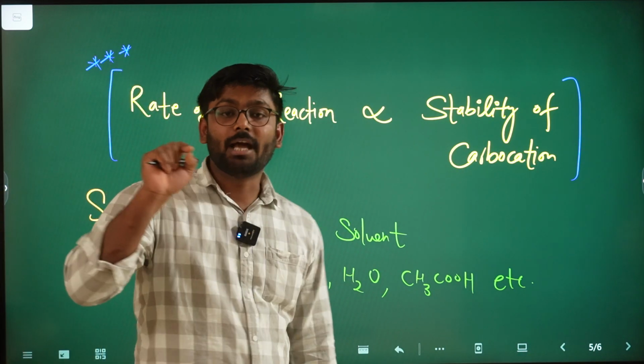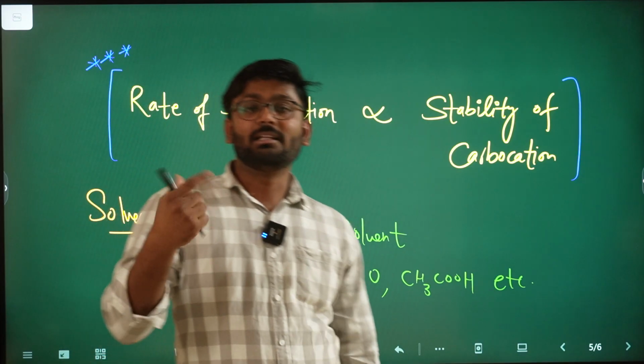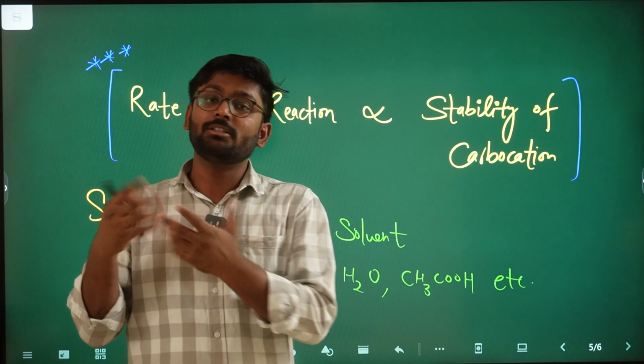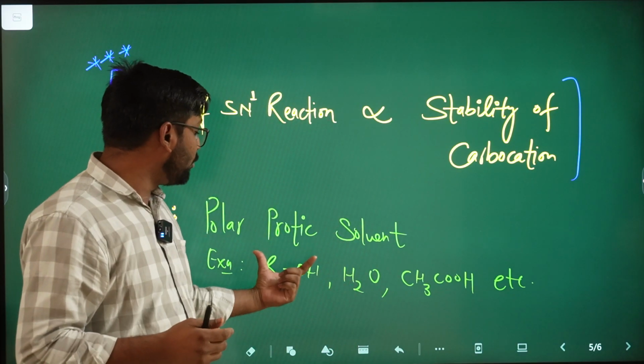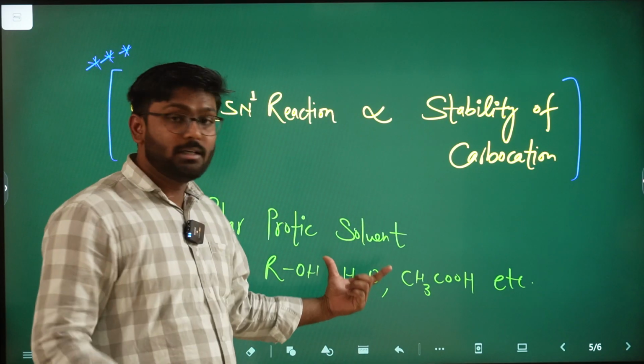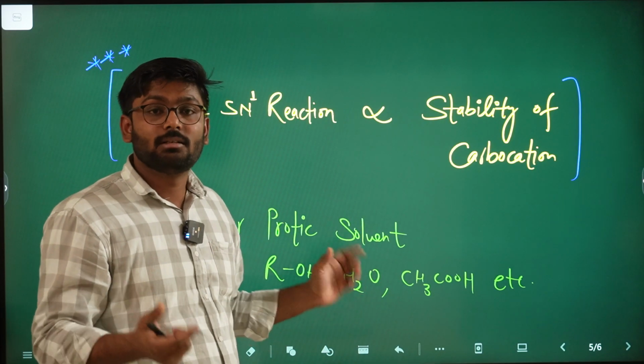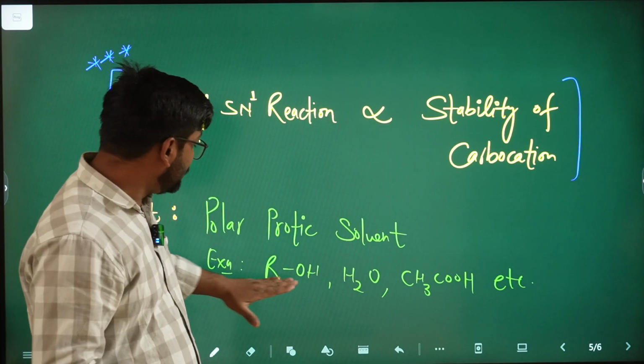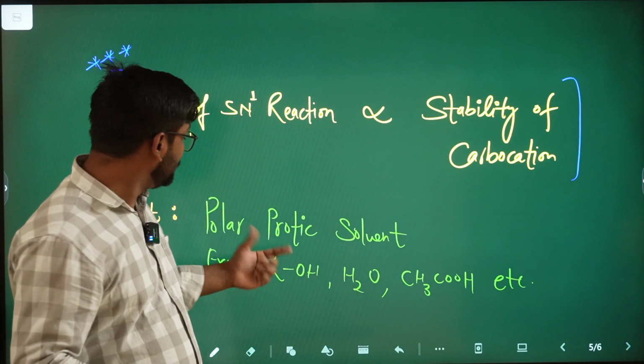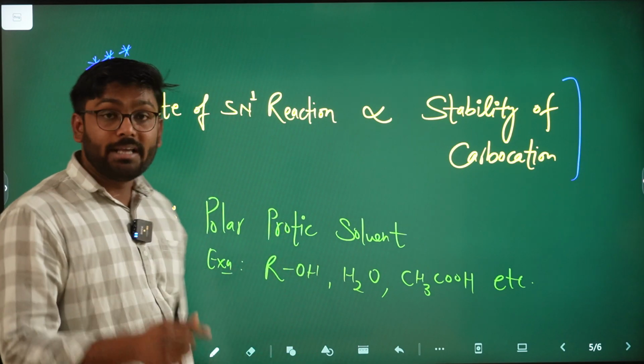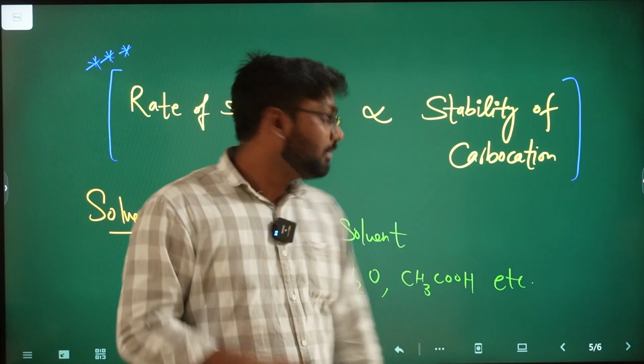If the dipole moment mu is not equal to 0, then that molecule is a polar molecule. And what is meant by protic? If any solvent can give a proton H plus, then that solvent is protic. So these are polar and also protic solvents. So why are we taking a polar protic solvent?